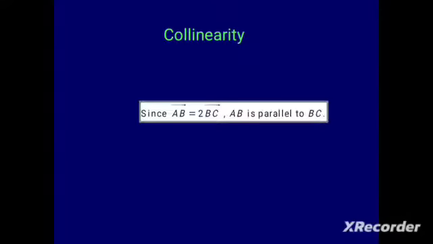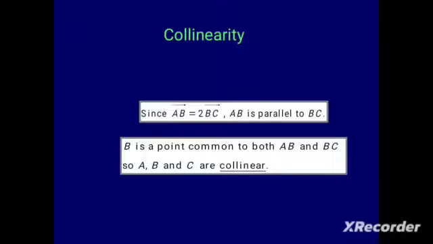And so since vector AB is equal to 2 vector BC, then AB is parallel to BC. Okay, parallel to BC. So that means B is a common point to both AB and BC. And so the points A, B, and C are collinear. So that is enough proof for collinearity from the question given.